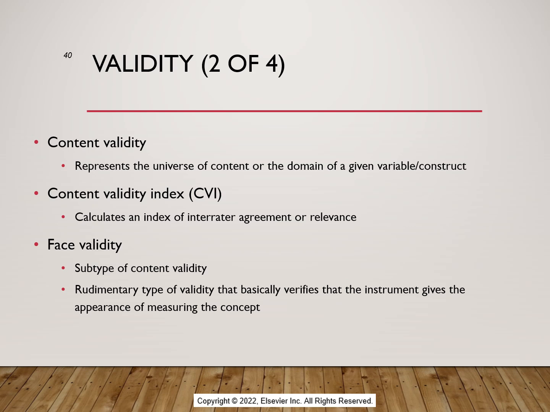There's also a content validity index. So if the researchers report on content validity, you should look for a content validity index. It should be a number. The most rudimentary type of validity is face validity. And basically, the instrument gives the appearance that it's measuring that specific concept.